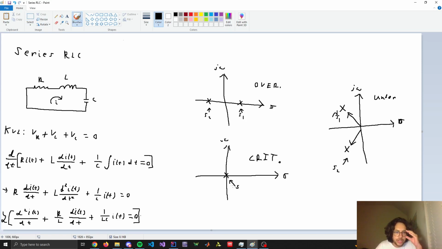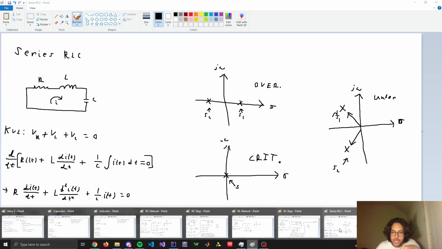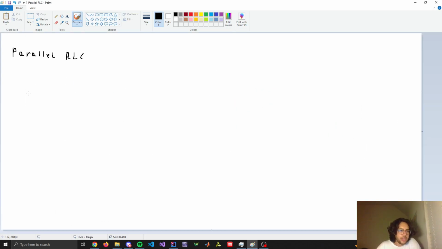So that's pretty much everything for a series RLC circuit, natural response. And for the parallel RLC circuit, well, it's basically the same thing, except all three components are connected in parallel. So I'll go through this one pretty quickly because it's the same concept. We have these three currents, which using the KCL, this is going to be R, L, and C. Well, KCL says the sum of these currents will just be equal to 0.